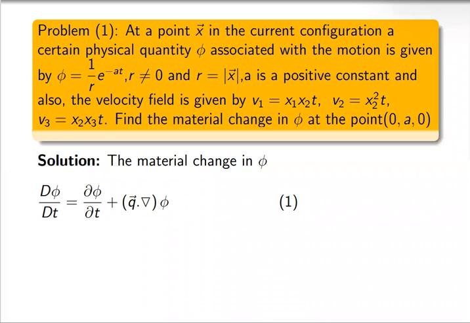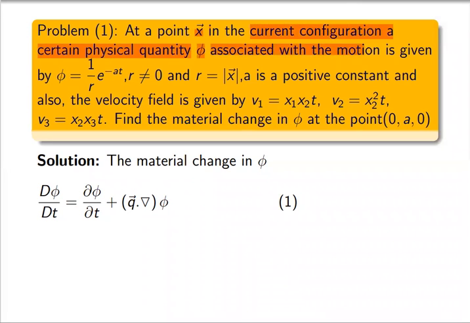At a point x in the current configuration, a certain physical quantity phi associated with the motion is given by phi equal to 1 by r e power minus at. Here r is not equal to 0, r is equal to modulus of x, and a is a positive constant.